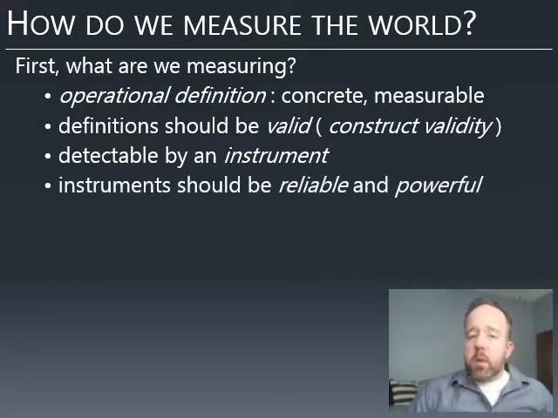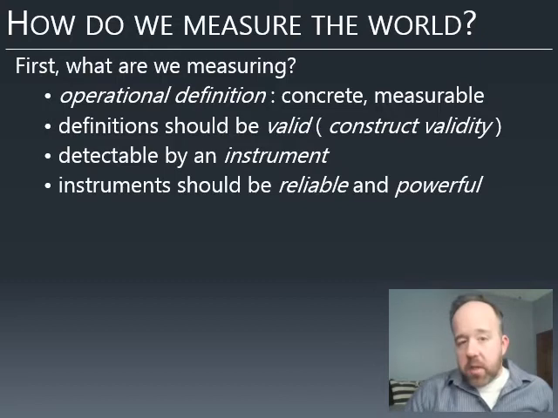An instrument should be reliable and what we call powerful. Reliable means that if you measure the same thing twice, your instrument should give you the same or close to the same measurement. If it's all over the place, that's not a very reliable instrument. That often involves calibrating the instrument, giving it a known quantity, for example. Giving it a person who you know is smiling and making sure that it says they're smiling and that it's consistent in terms of how big the smile is, for example, if that's what you're measuring.